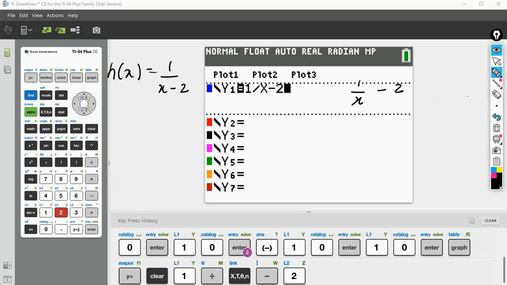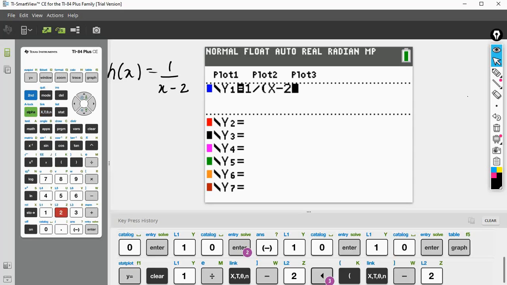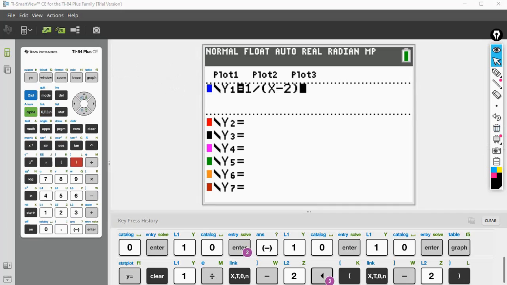All right, so how do we do that then? Well, let me get rid of this here real quick. What we do is that right after that slash, the divide symbol gave us that slash, we would open parenthesis, and then we write x minus 2, and we close parenthesis. Okay, so let's hit the graph button and see what comes up.